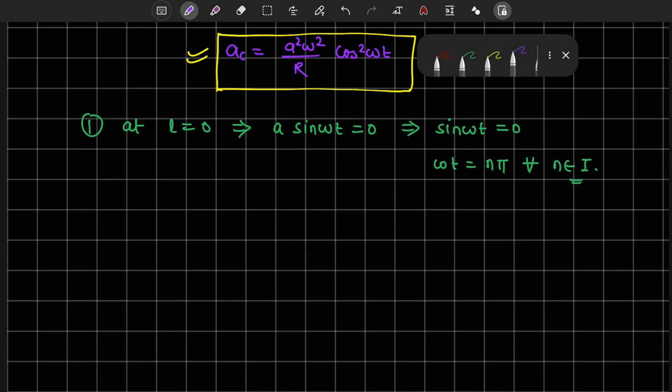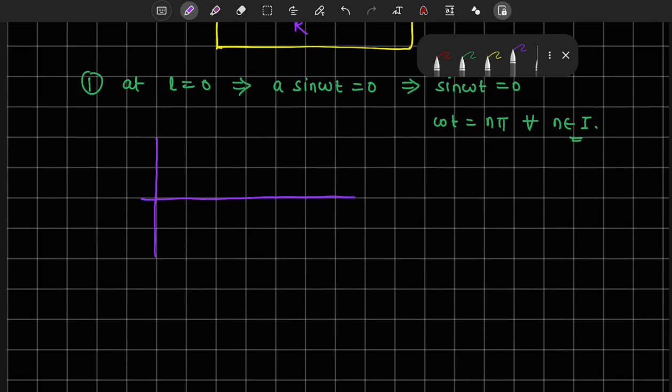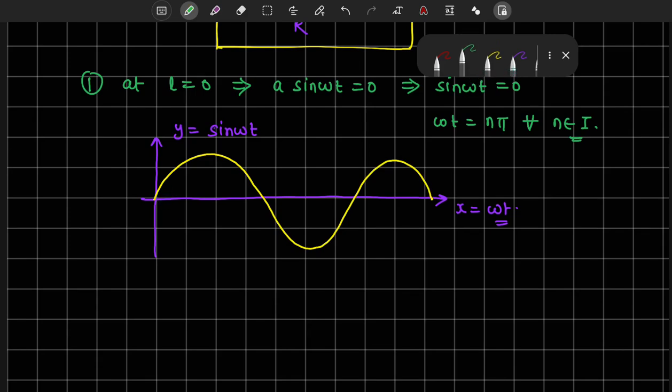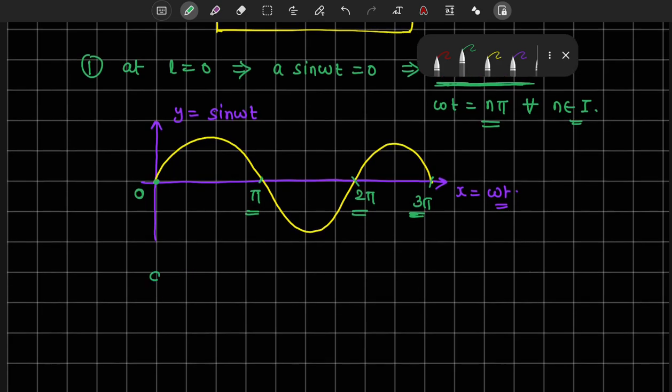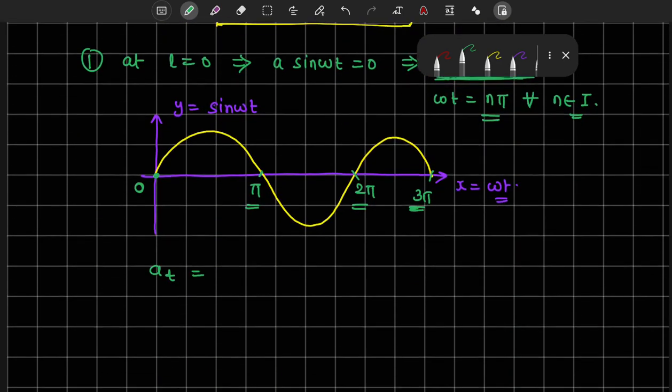Let us understand what I have written here by drawing the graph of sine omega t. Let us say this is the y-axis where we represent sine omega t, and this is the x-axis, which is omega t. Sine omega t will look something like this, where it intersects the x-axis at 0, pi, 2 pi and 3 pi. So the solution of sine omega t equal to 0 is an integral multiple of pi, which is what we have written here. In this case, the tangential acceleration, minus a omega square sine omega t, becomes minus a omega square sine of n pi.